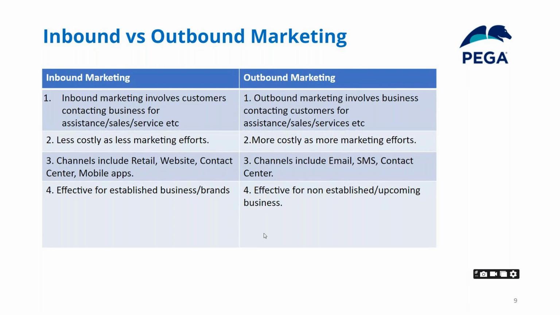As part of this communication, there are two types of Pega marketing. The first one is called inbound marketing. The second one is called outbound marketing. So, what is the difference? Inbound marketing involves customers contacting the business. Outbound marketing means the business contacting the customers.